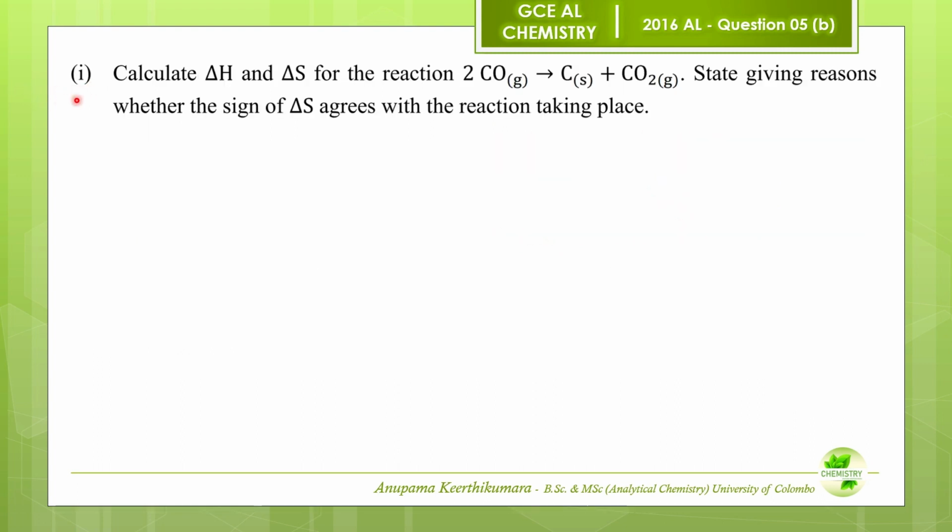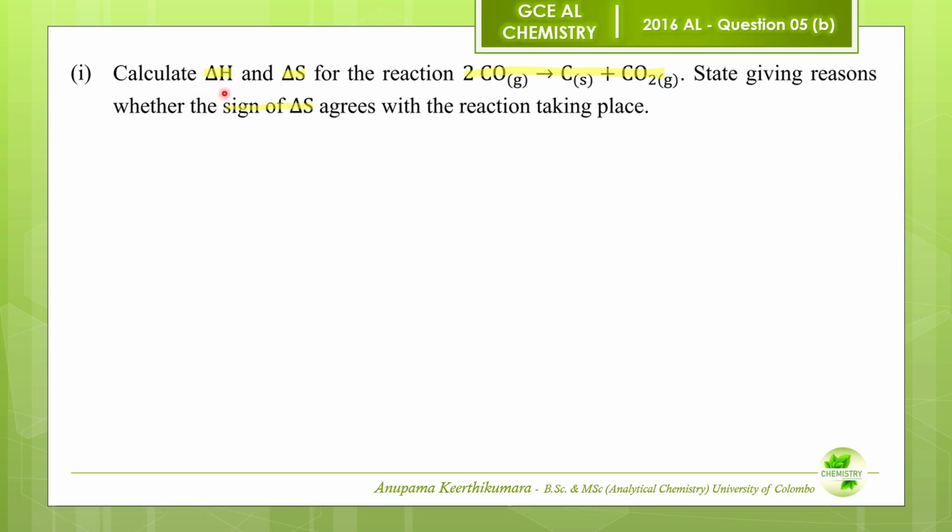Question number 1. Calculate enthalpy change and entropy change for the reaction 2 gaseous carbon monoxide produces solid carbon and gaseous carbon dioxide. State giving reasons whether the sign of delta S agrees with the reaction taking place. First, we need to calculate delta H and delta S for this given reaction. Secondly, we need to find the sign of delta S agrees with the reaction taking place.